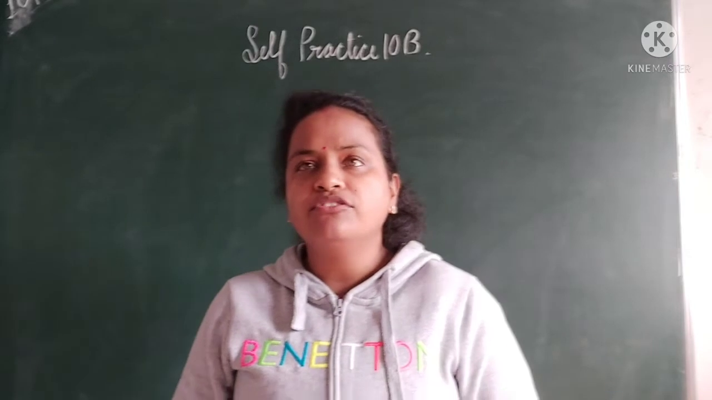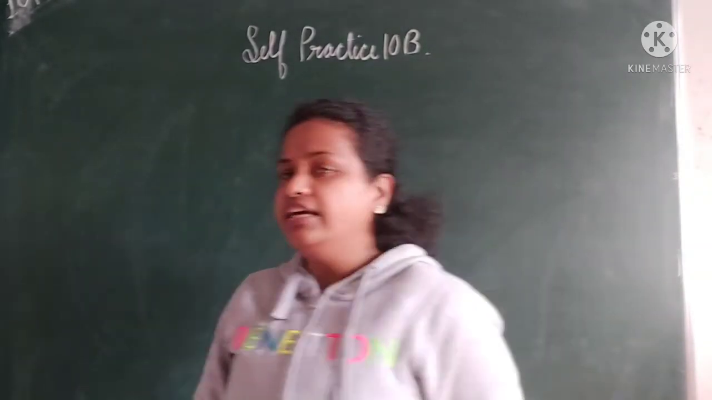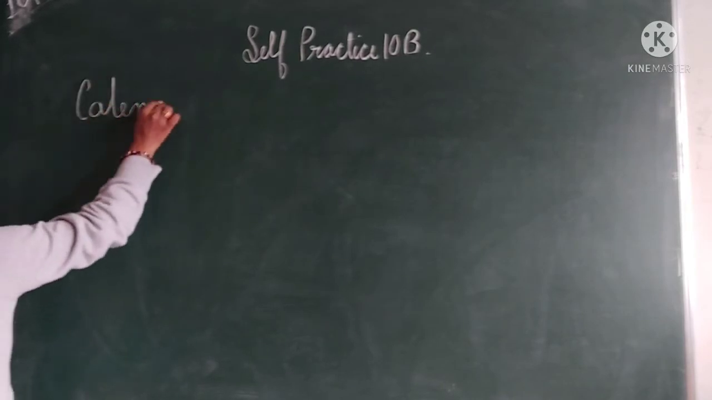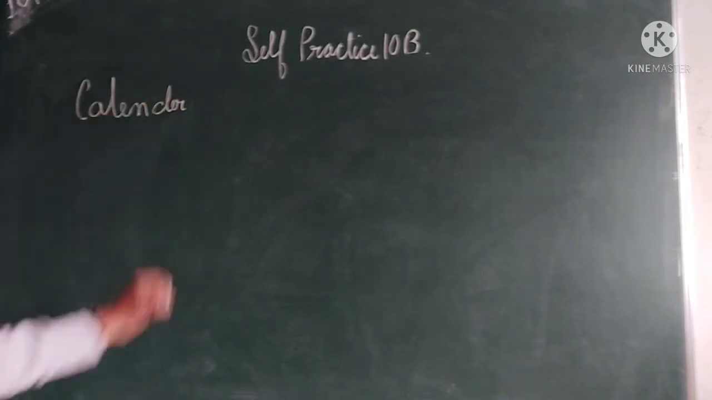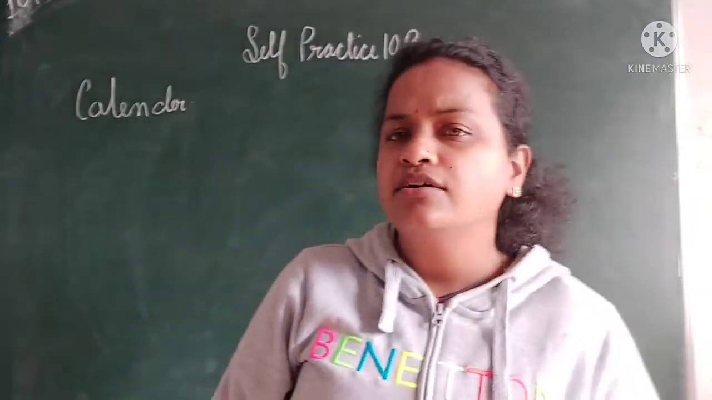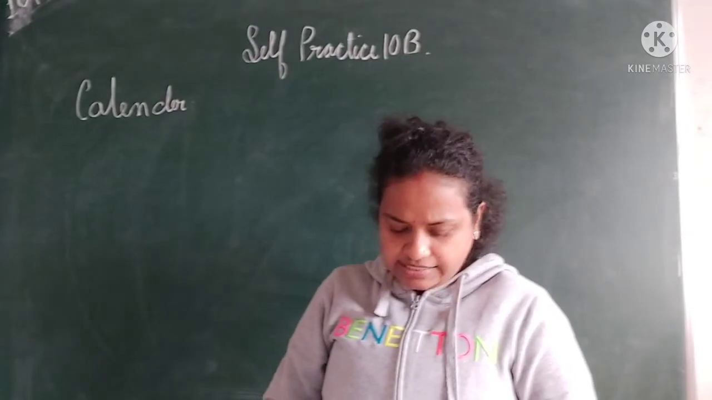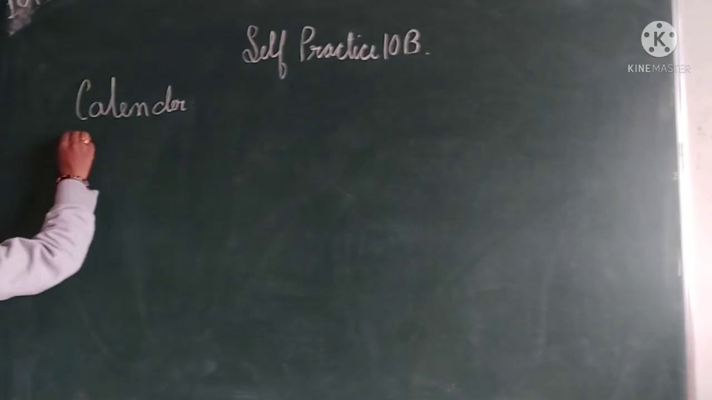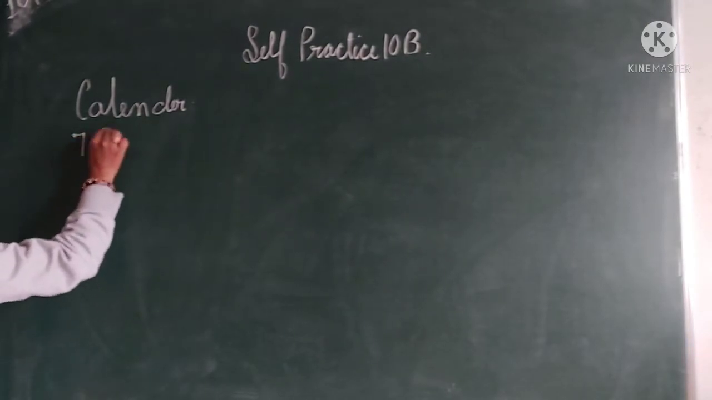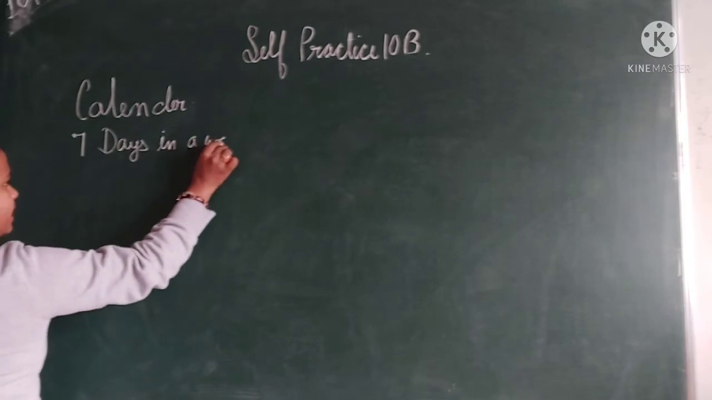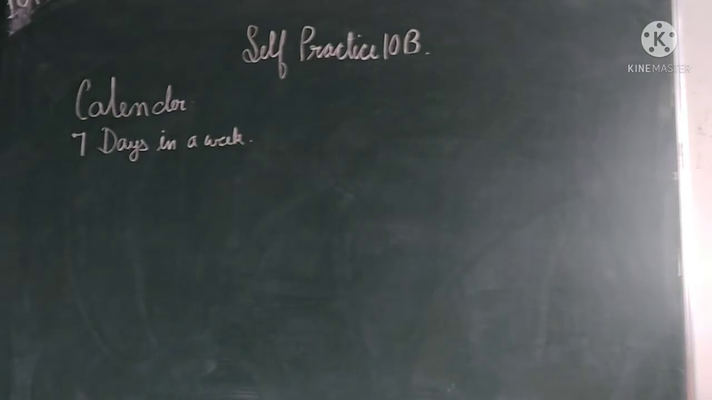Okay. So before it, in self-practice 10B, we have to know what is a calendar. What is a calendar? So I think all must have seen the calendar, correct? All must be aware of a calendar. So you have noticed one thing. There are 7 days in a week. Am I correct? 7 days in one week.